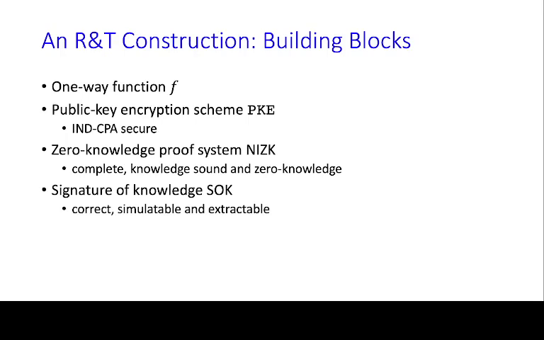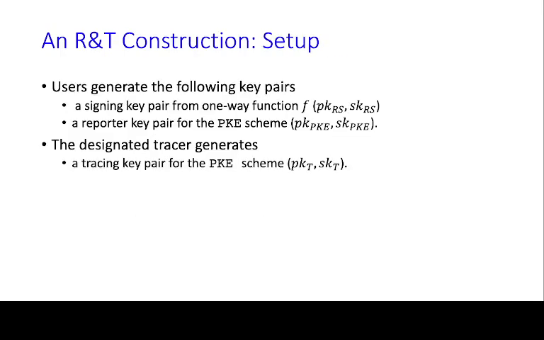Now, in the construction, during setup, each user generates a signing key pair from one-way function f, so that's pk_rs and sk_rs, and a reporter key pair for the public key encryption scheme, so that's pk_pke and sk_pke. The designated tracer generates a tracer key pair for the PKE scheme.